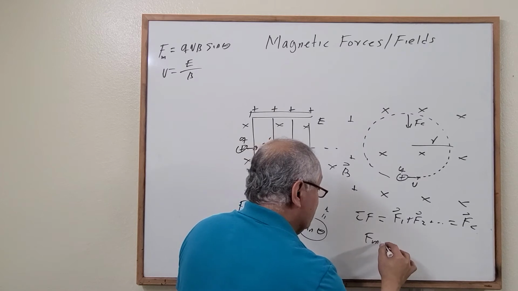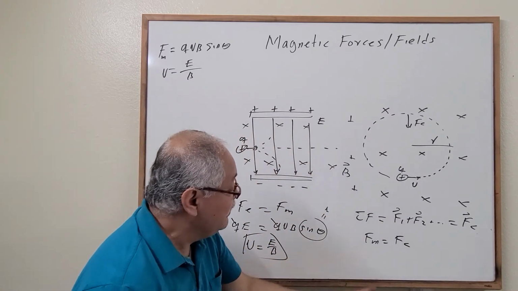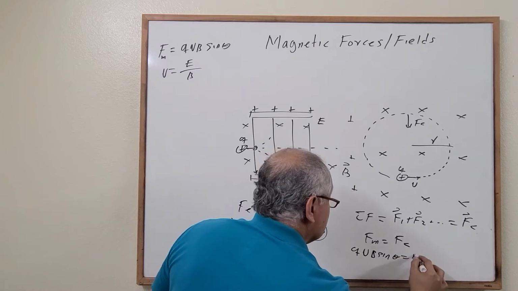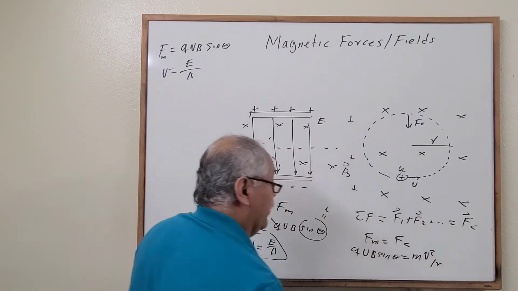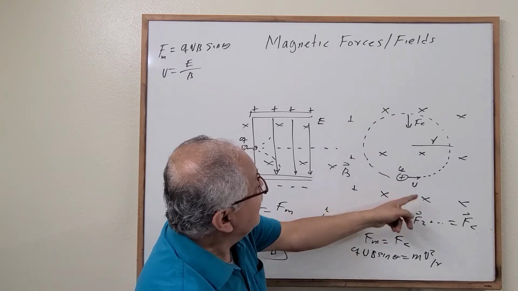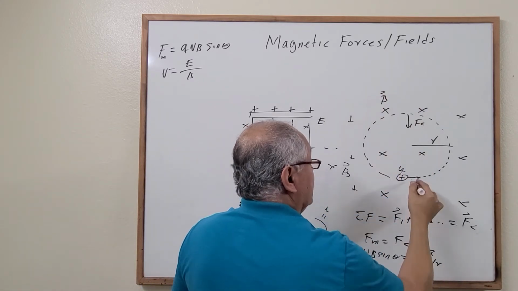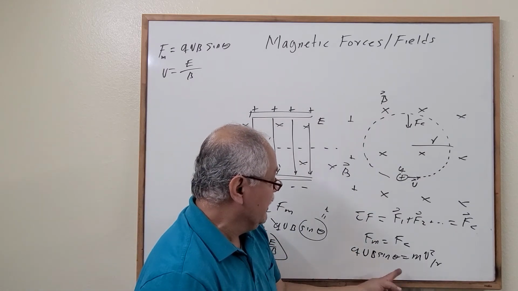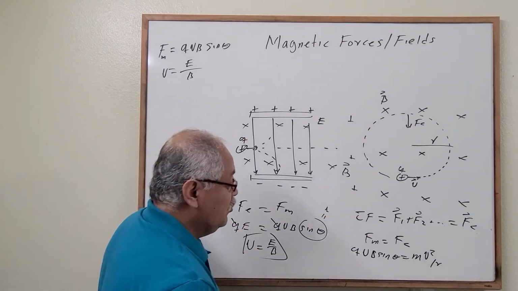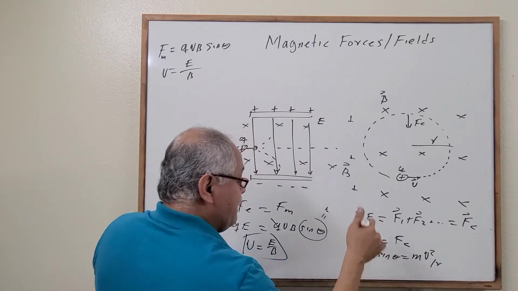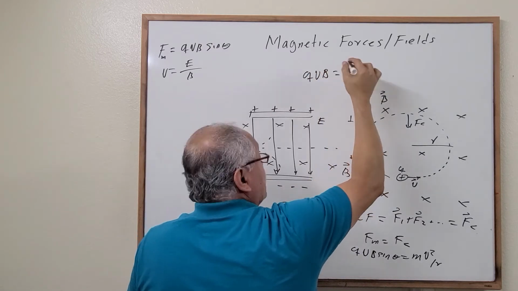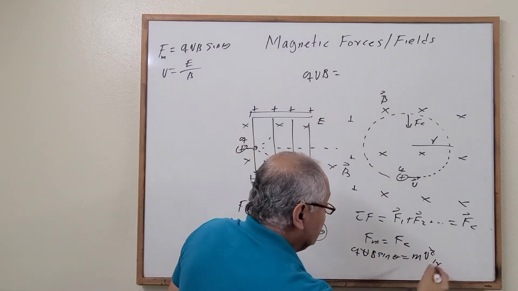So the magnetic force must be equal to the centripetal force. And what is the magnetic force? Charge times V times B times sine theta must be equal to M V squared divided by R. V and B are perpendicular, so sine theta, or sine 90 in this case, is 1. Perfect. And then what do we have? We have charge times V times B equals M V squared over R, and V cancels with one of the V's.